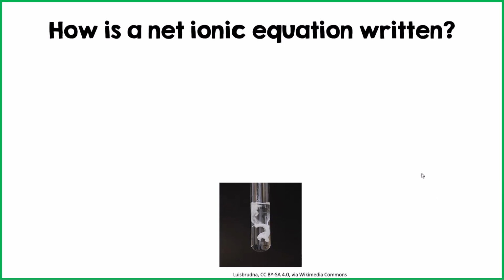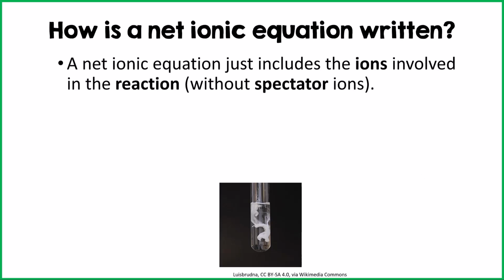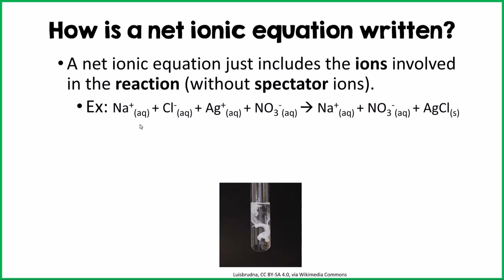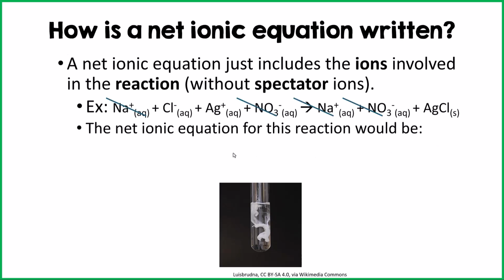And so how is a net ionic equation written? Well, this is going to be the result of writing out all of those spectator ions. So a net ionic equation just includes the ions involved in the reaction without the spectator ions. So if we start here with our same reaction and we eliminate all of our spectator ions, our net ionic equation for this reaction would be Ag+ + Cl- yields AgCl. And so these are the only ions and compounds that are participating in the reaction, and we're going to eliminate the spectator ions. So now you can get a clear idea of what's actually happening in this solution.